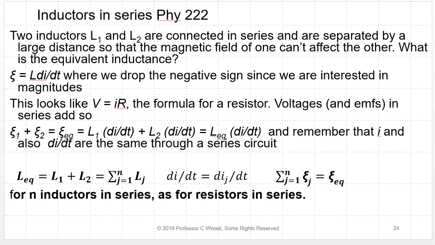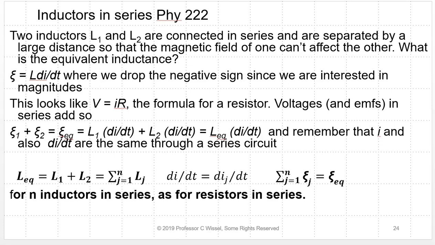Two inductors L1 and L2 are connected in series and are separated by a large distance so that the magnetic field of one cannot affect the other. What is the equivalent inductance? Well, the EMF equals L di dt, where we drop the negative signs because we're only interested in magnitude. Now, if you look at this, it looks a lot like V equals IR. This is the formula for a resistor.